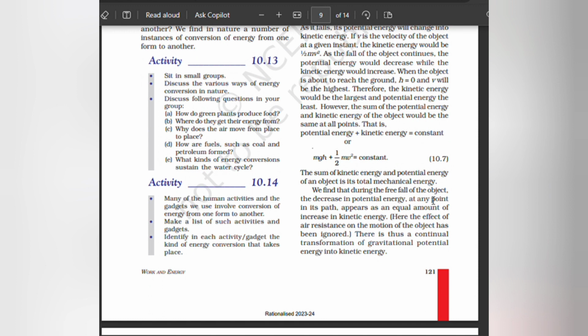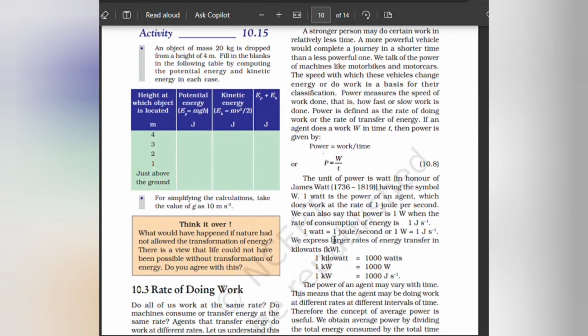We find that during the free fall of an object, the decrease in potential energy at any point in its path appears as an equal amount of increase in kinetic energy. There is thus a continual transformation of gravitational potential energy into kinetic energy.